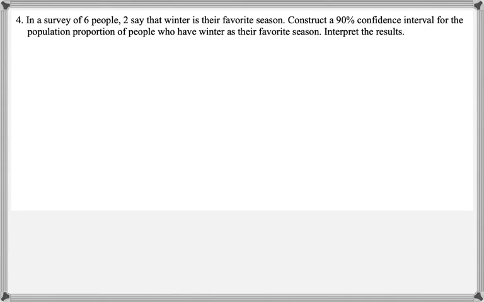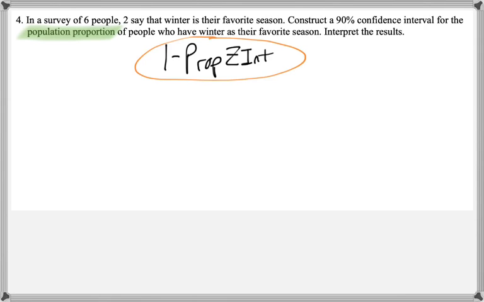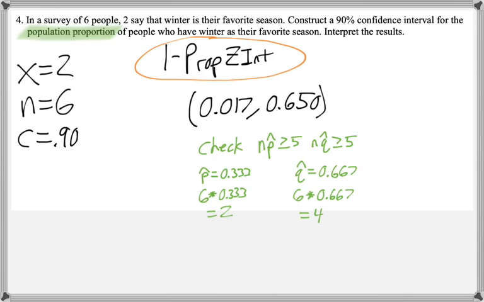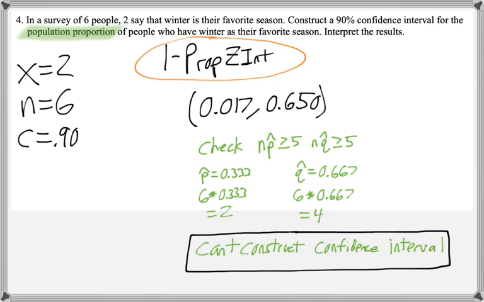On question 4, they are asking us to construct a confidence interval for the population proportion. So we know we have to use the one prop z interval. Here is my calculation. Now, when we run the check of n times p hat and n times q hat, they are both less than 5. So actually, we cannot construct a confidence interval. So this is invalid.